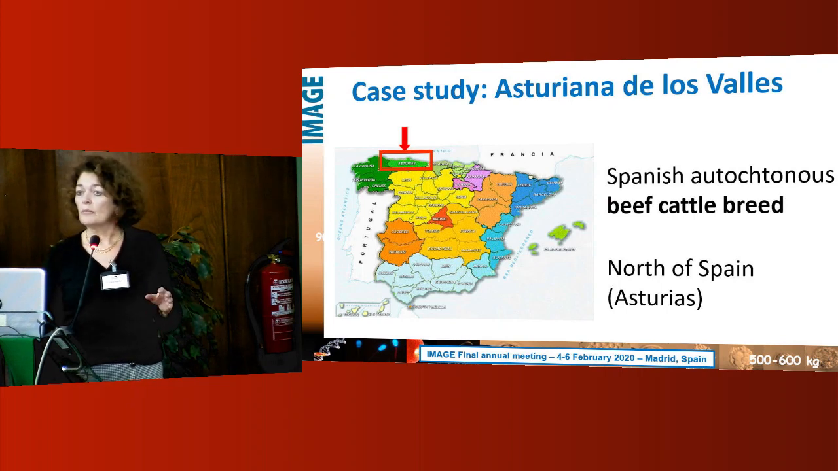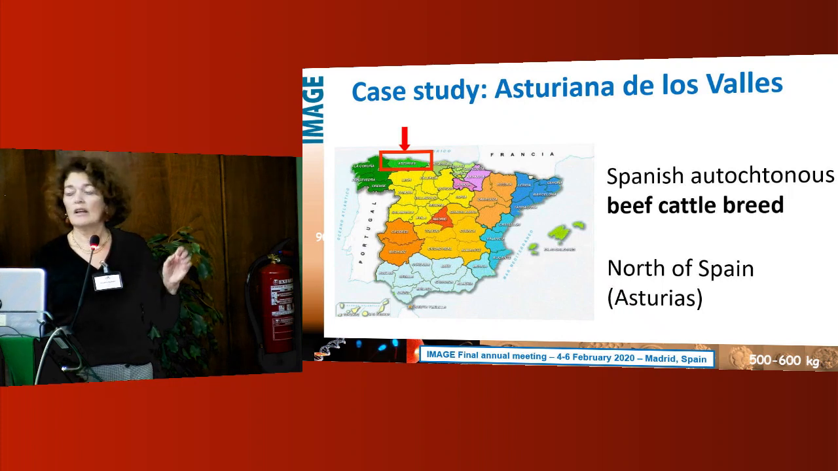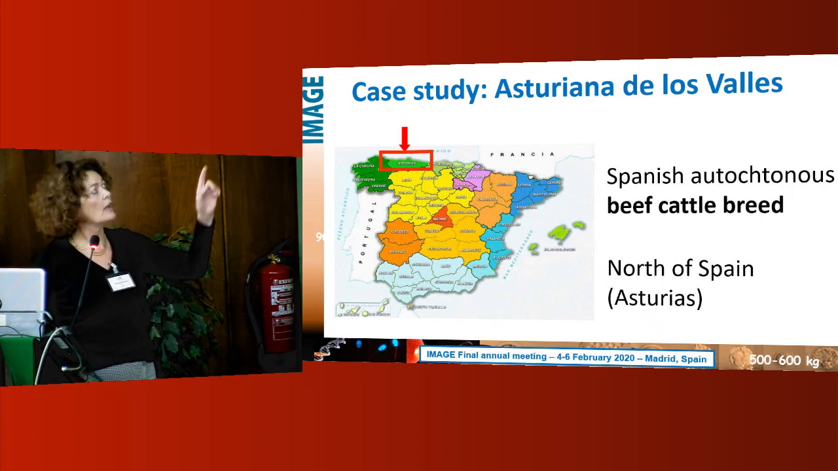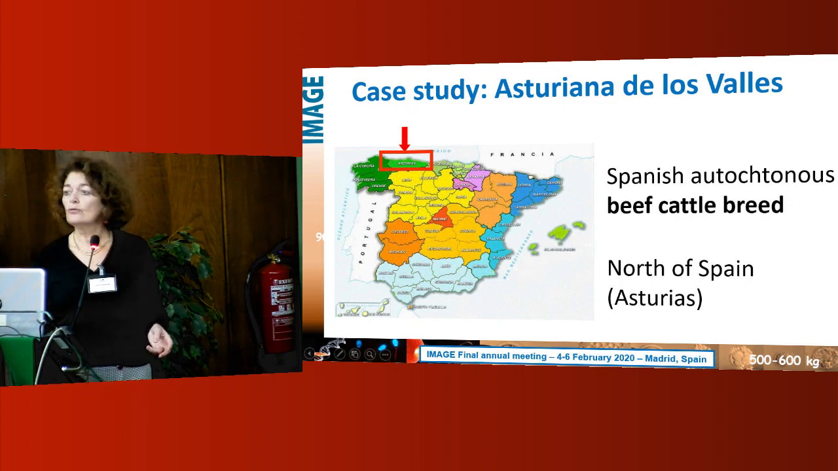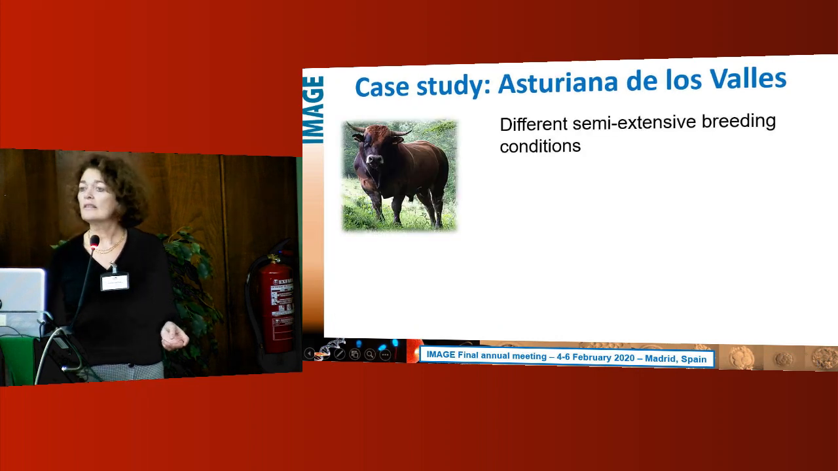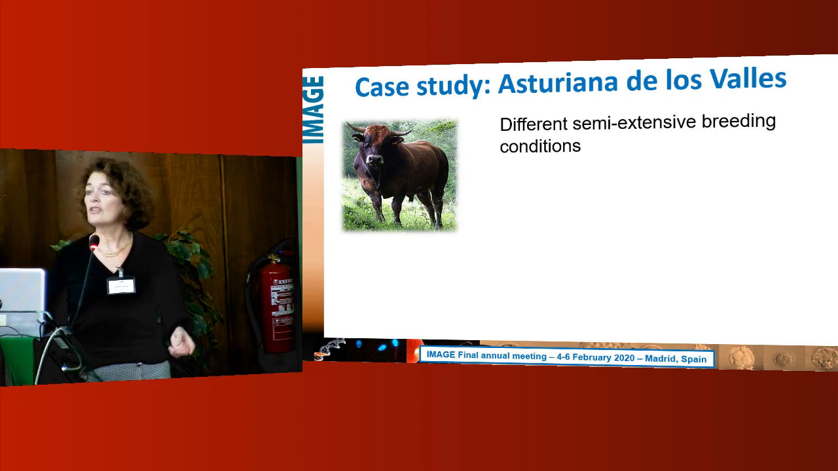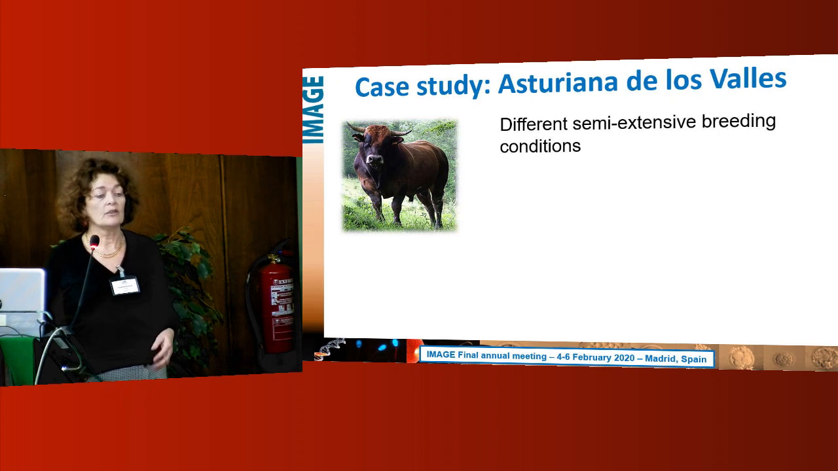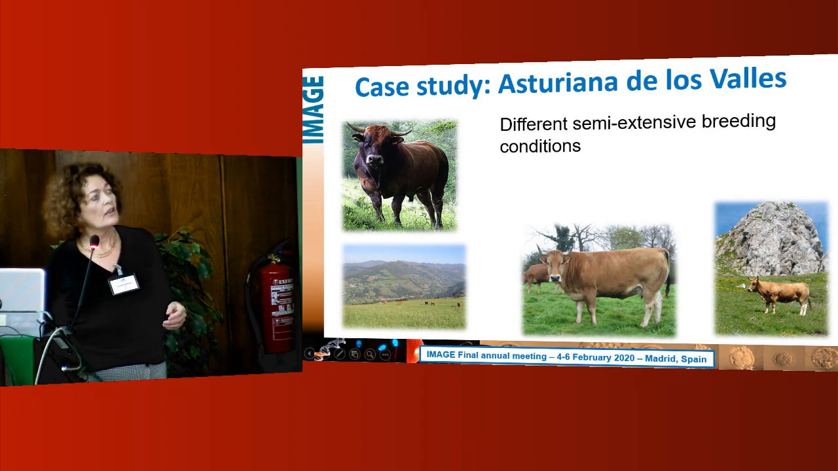The Asturiana de los Valles is a bovine breed, a beef bovine breed, located mostly in the north of Spain, and is characterized by two signs. One is this very special type of production system. In Asturiana de los Valles, the breeders are still using the very old, extensive system, which is in the mountains. You have it on the right.